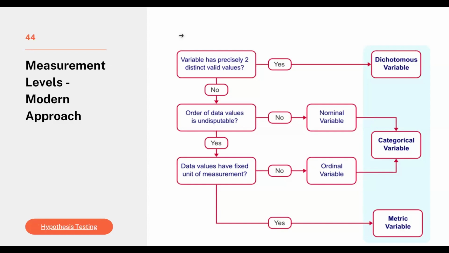For example, we may say gender, male or female, marital status, married or unmarried, and response, yes or no. These kinds of things come under the dichotomous variable.